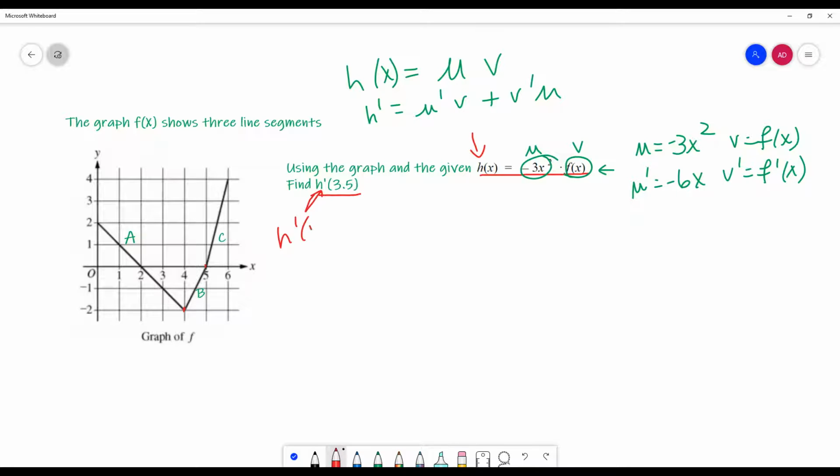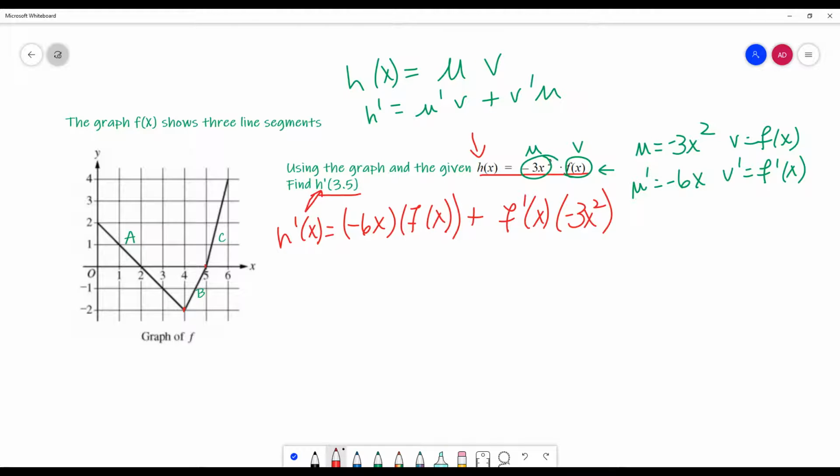So h prime of x is u prime v plus v prime u. All right, well, that was fun.